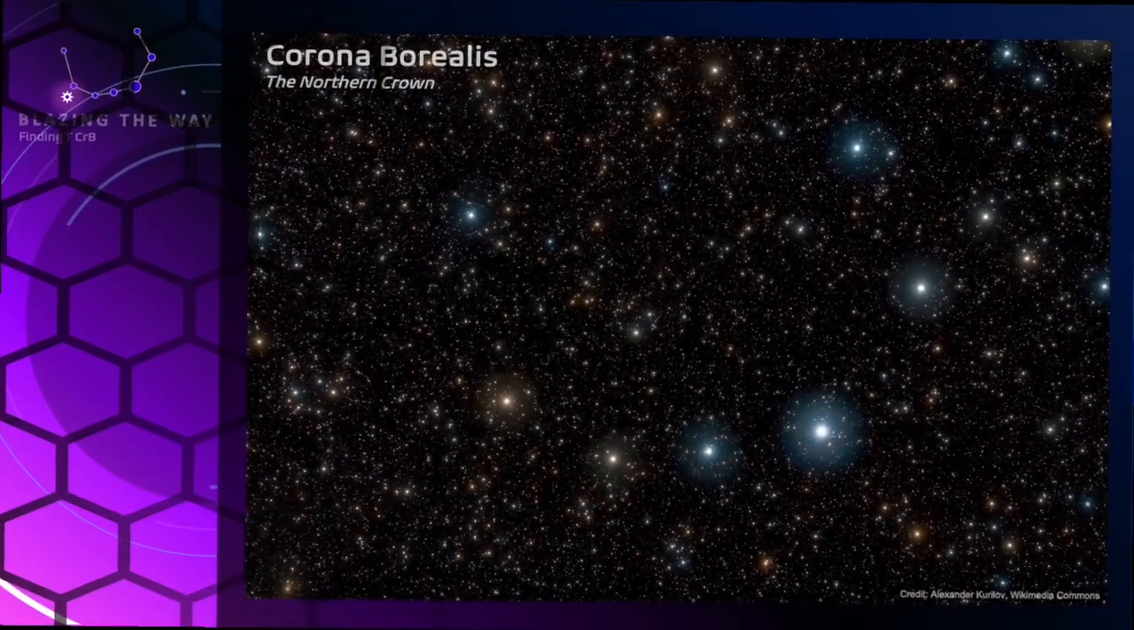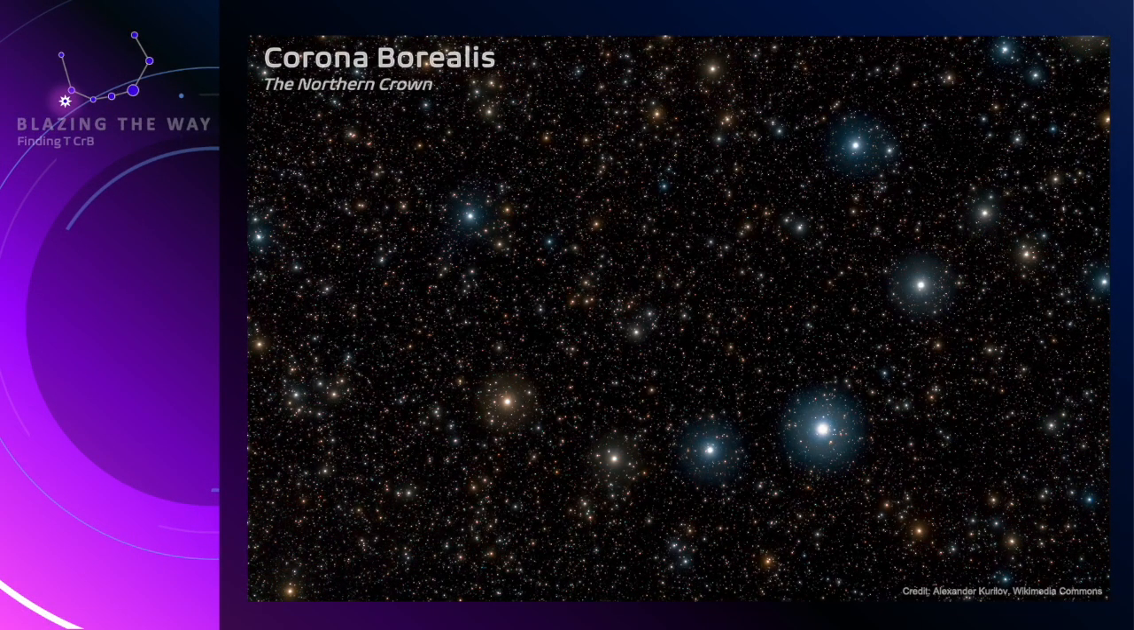Now let's discuss exactly how we locate the constellation of Coronae Borealis and the location of T Coronae Borealis, the blaze star. Well, here we have the constellation of Coronae Borealis, kind of a bowl-shaped constellation, and each one of these stars is a jewel in the crown. Coronae Borealis literally means the northern crown.